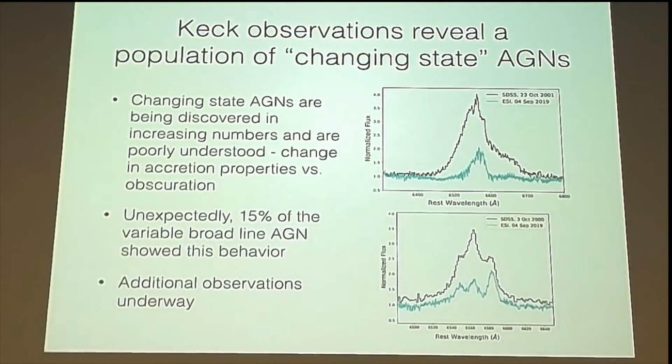Interestingly, we also see objects which go the other way. They're not variable in Stripe 82, and then they become variable in later observations. I'll be really excited to look at those and see if we find the opposite behavior, going from systems where we don't have broad emission lines to systems where we suddenly do see them. All of these recent repeat imaging surveys have meant that we're finding all sorts of new and unexpected AGN variability behavior, so there's lots of exciting work to be done.